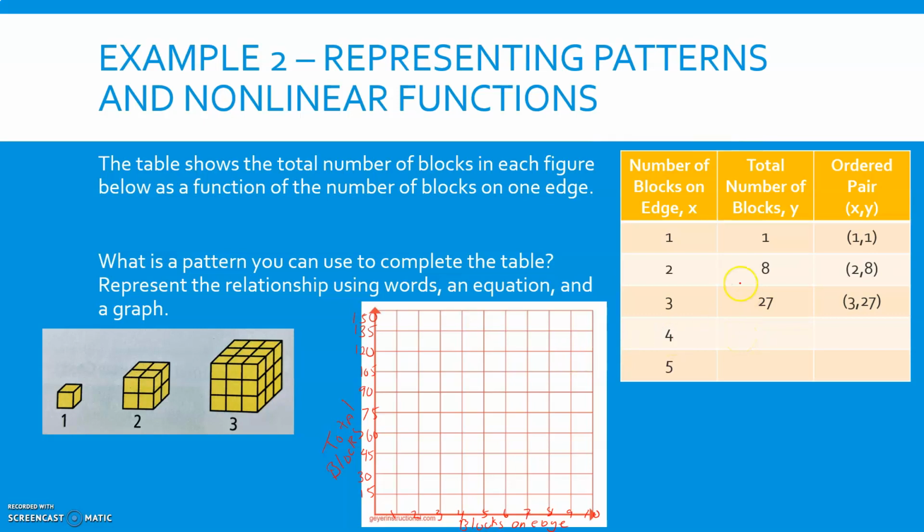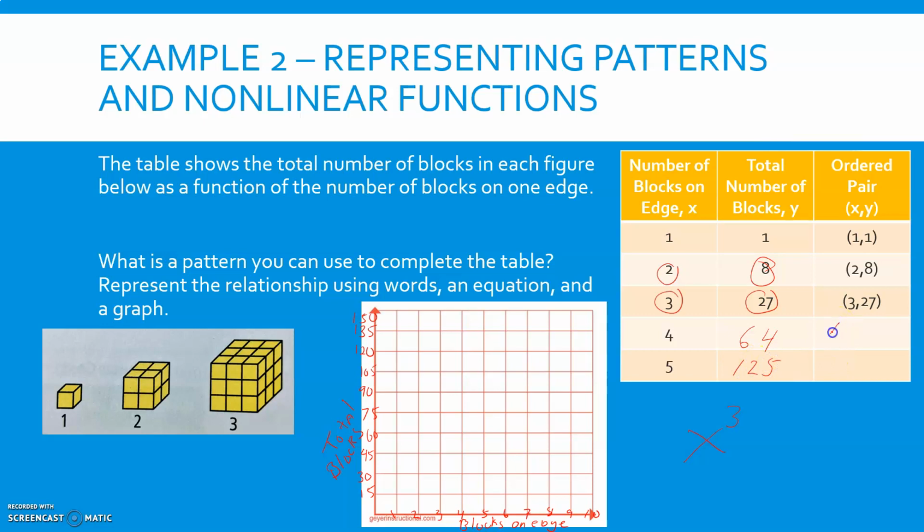The pattern that we're looking at here to get from 2 to 8, or from 3 to 27, is that we're taking whatever x is and raising it to the third power, right? 2 times 2 times 2 is 8. 1 times 1 times 1 is 1. 3 times 3 times 3 is 27. And so if we continue that pattern, 4 times 4 times 4 is 64, and 5 times 5 times 5 is 125.